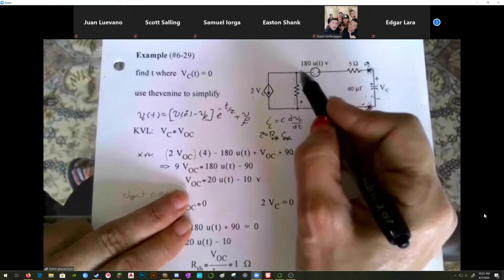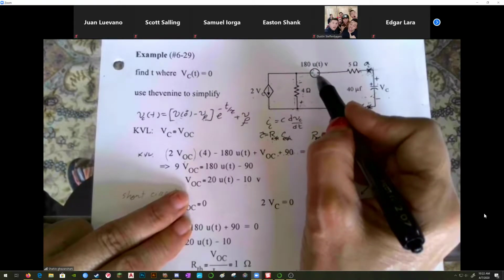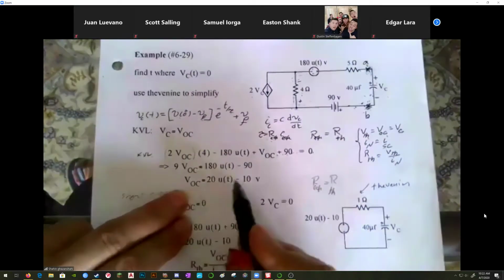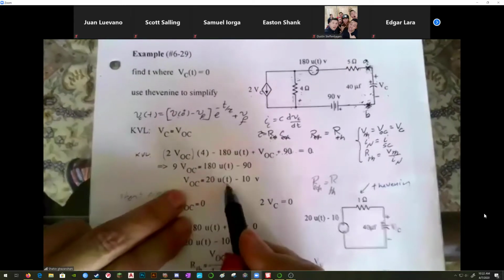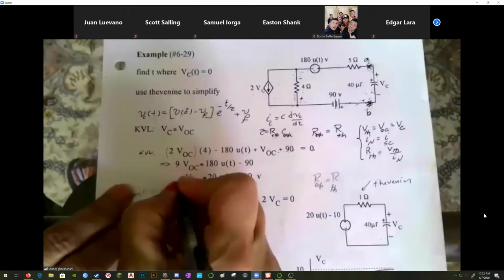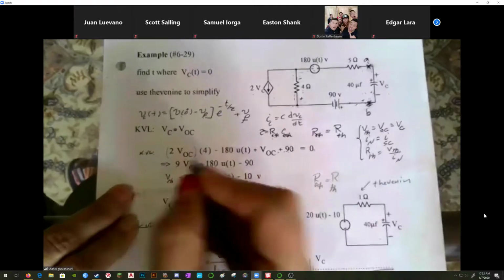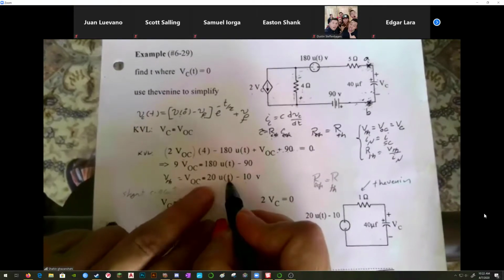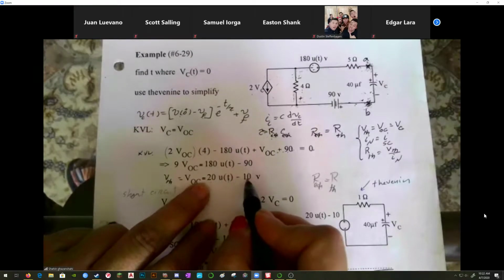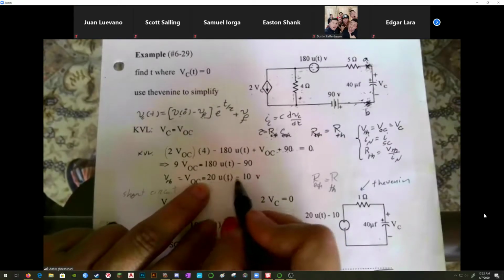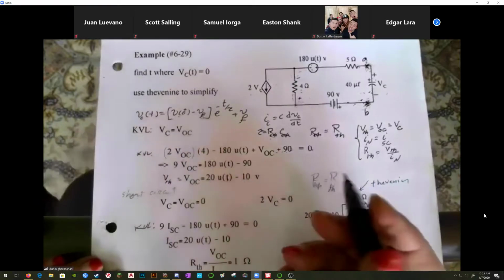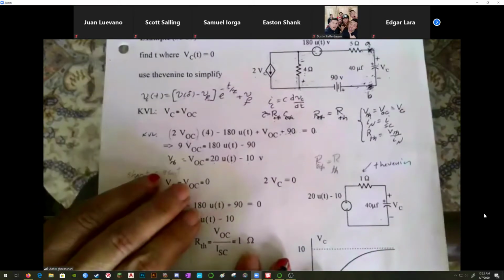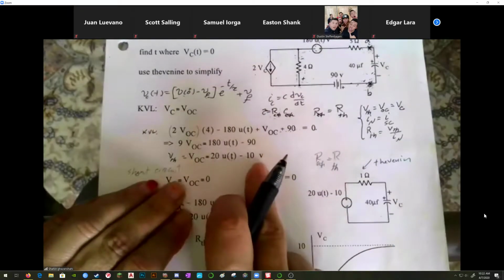This is 180 volt when t is positive, and 0 when t is negative. So my open circuit voltage, or V Thevenin, both all the same, is this. So when t is negative, this is 0, so it's negative 10 volt. When t is positive, this is 20 minus 10, which is 10 volt. Correct? Then, any question until here?